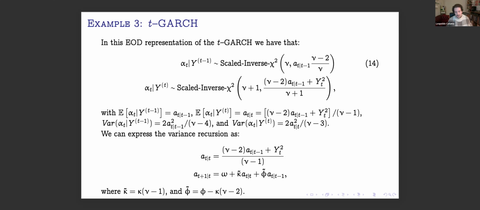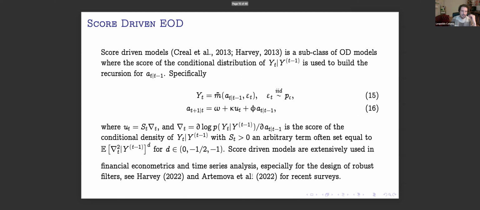Now, I will show you later that this way of writing the recursion for this parameter here, alpha t plus 1 given t, in terms of filtered and predictive estimates, allows us to gain interpretability of, for example, score-driven models when we set up a score-driven model for a location or for a dynamic location or a dynamic scale.